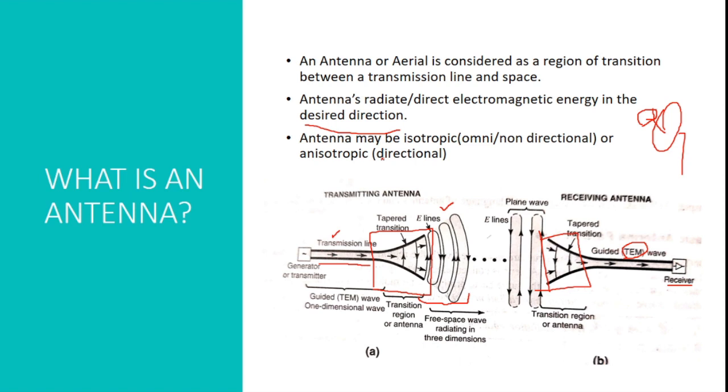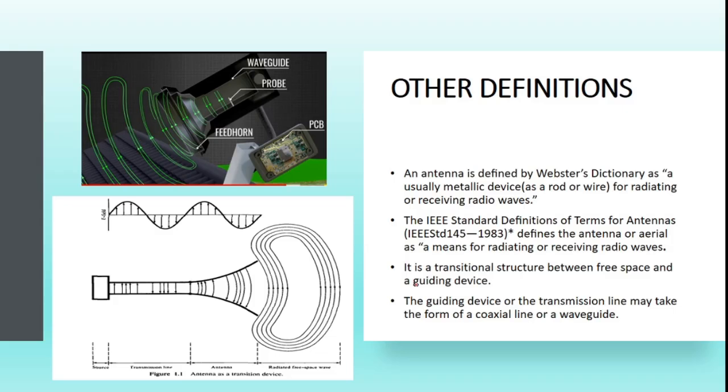So to give a small recap, we can call the antenna a transition medium from a guided line, which is a transmission line, into free space propagation. This is what we call an antenna. But these are not the restrictions of what an antenna might be. There are many more definitions of what an antenna is.